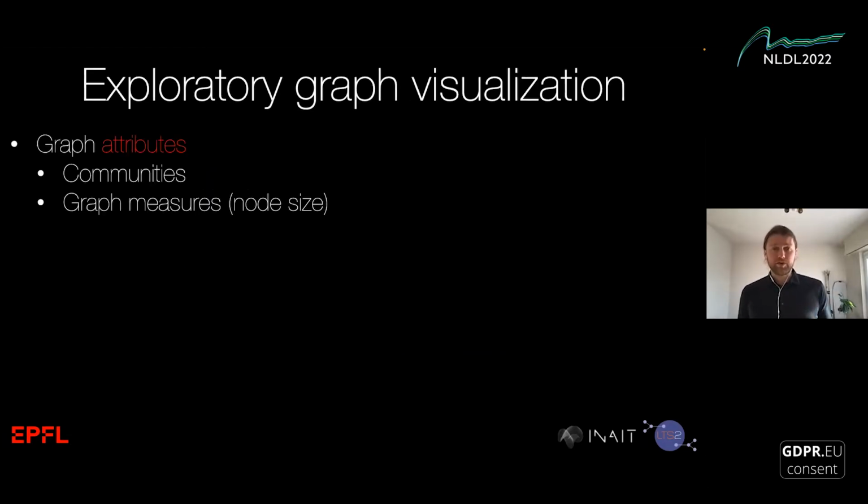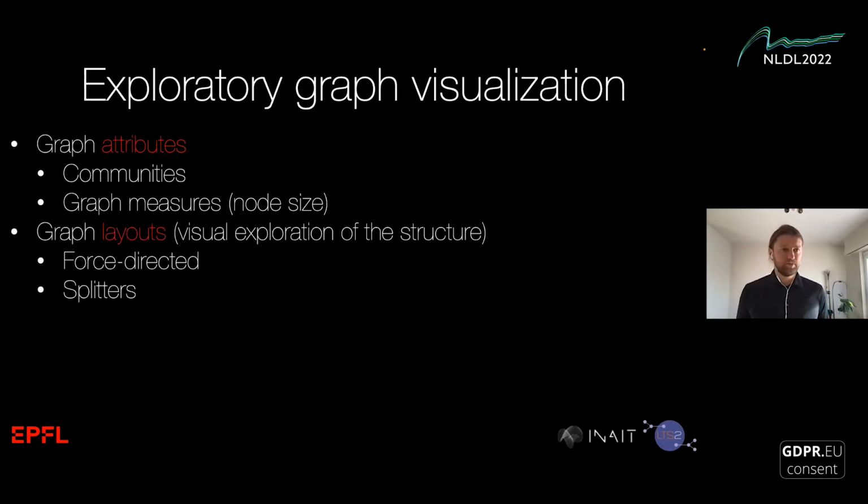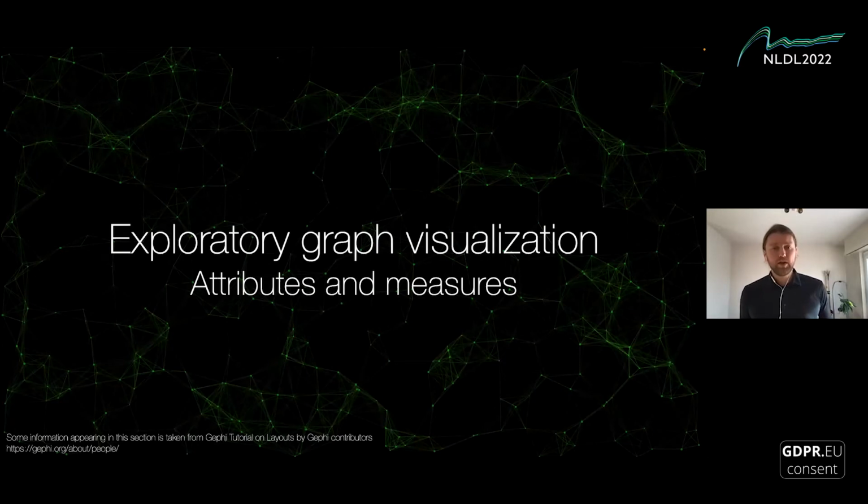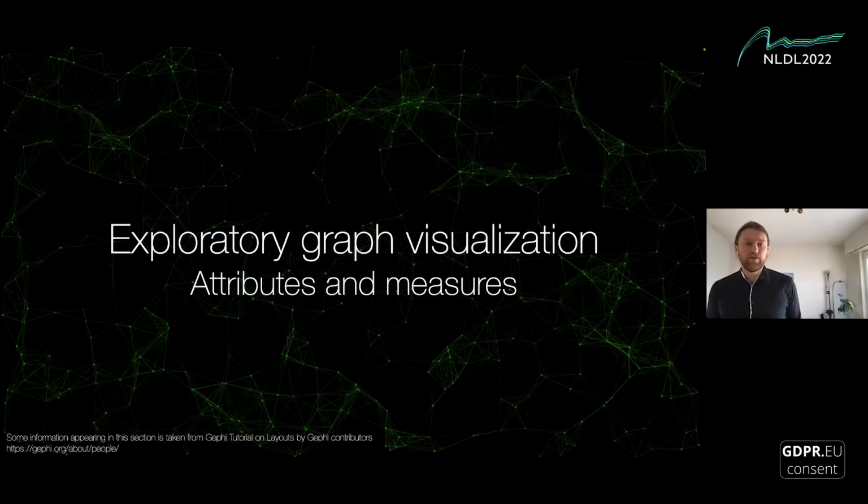In particular, we're going to discuss graph attributes and layout algorithms. So let's start with graph attributes and measures. I will show you how you can gain some information about your graphs just by looking at its attributes. In the following slides, I will show you a few examples. In all examples, I'm going to use the same graph so that you can see the difference of the layout visually.